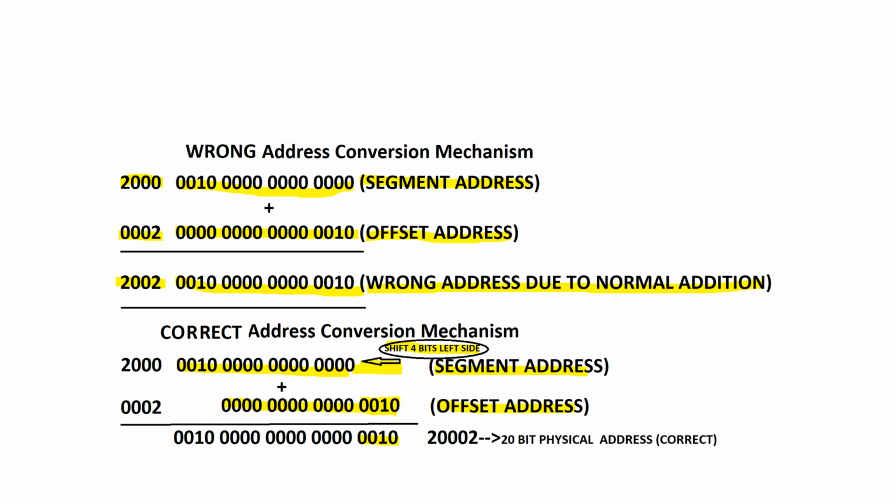Again, if you come to the MSB of the segment address, which will be 0010, here it is vacant in the offset address, and it is considered as 0000. Now if you add 0010 with 0000, you will be getting the 20th bit. So totally, if you add all those things, it will be considered as a 20-bit address, 20002. It's a 20-bit physical address. So this is how the 20-bit address in the 8086 is framed.